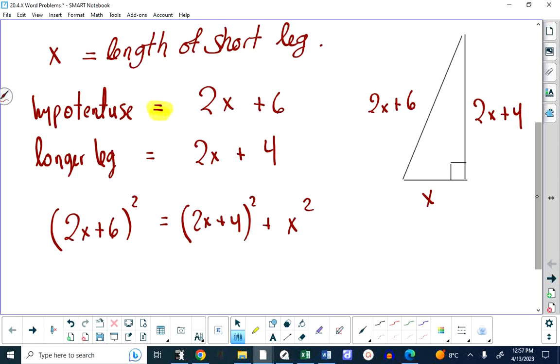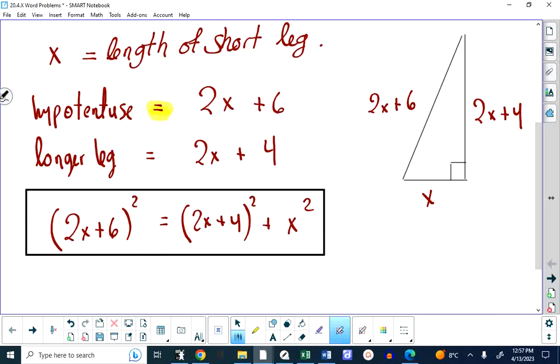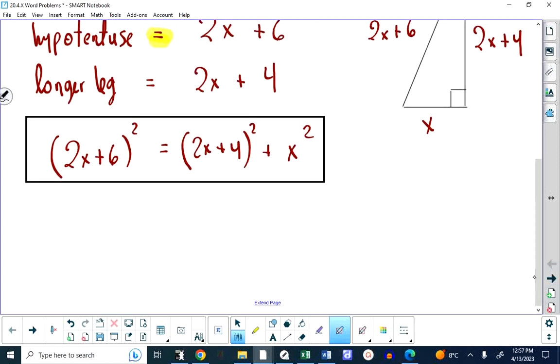Now, this is my equation, everybody, that I need to solve. I think most of us have advanced to the point where you can look at that and tell me that you know it's going to be quadratic. However, your first step in solving most equations would be to simplify things.